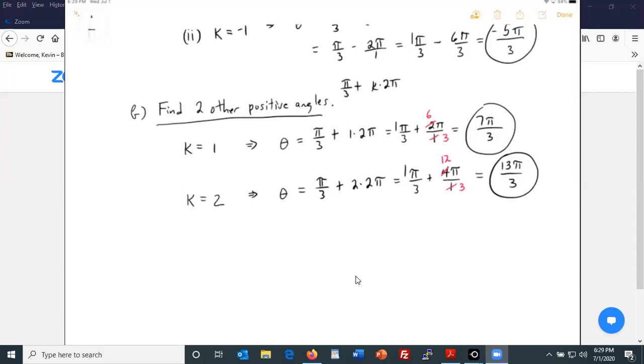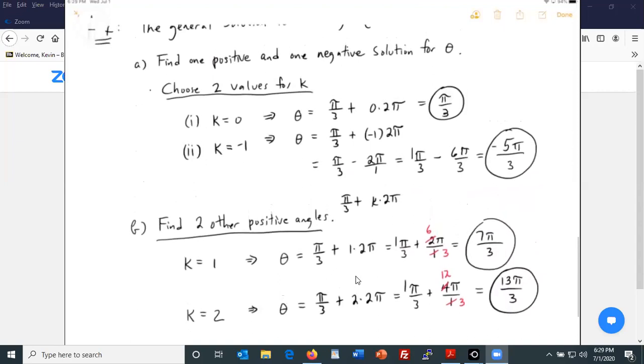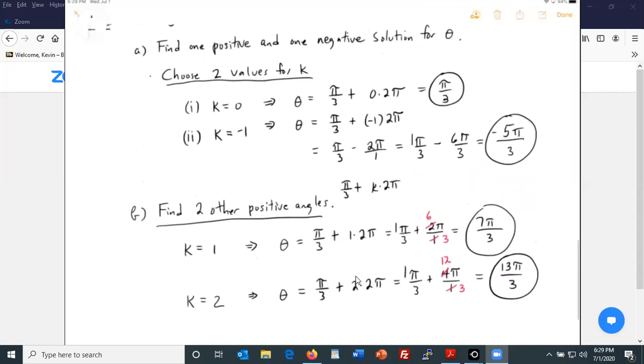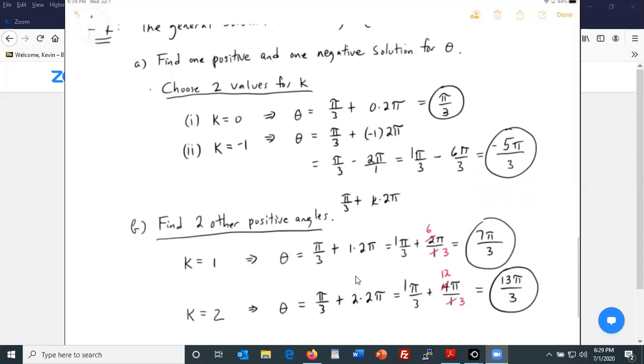So that's how we work with general solutions. So once you find the general solution, then it's easy to find other solutions just by adding 2 pi k with different k values. So remember, the whole idea is that you choose the k values, and typically you start with 0 because it's always a nice starting value.